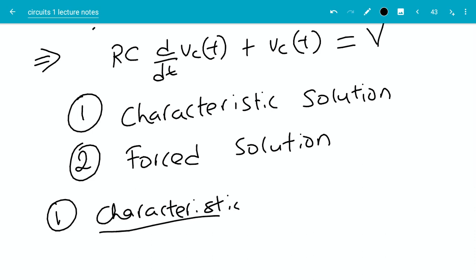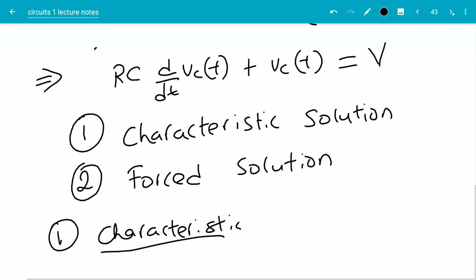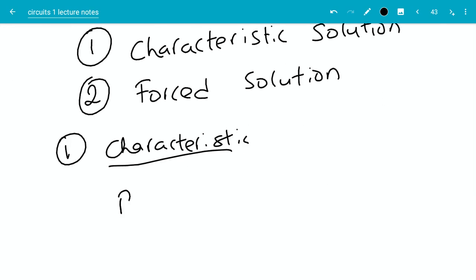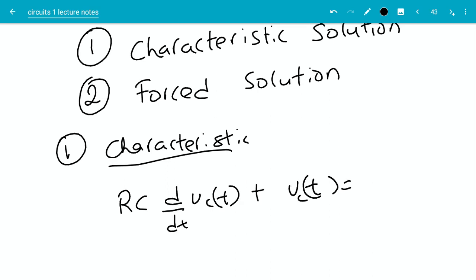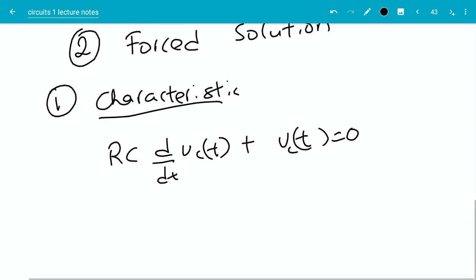Okay, so if you want to find first the characteristic solution, what you do is you set the input to 0 and see what sort of solutions this differential equation satisfies when there is no input, right? So that means you're saying, okay, RC times the derivative of VC of t plus VC of t equal to 0. You solve this first, okay? And the solution to this equation would be the characteristic solution, right?